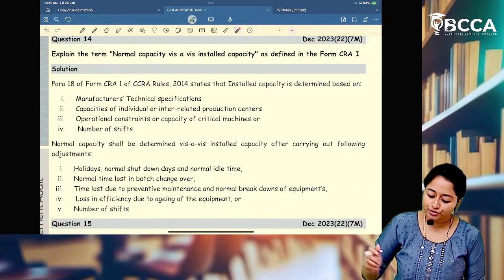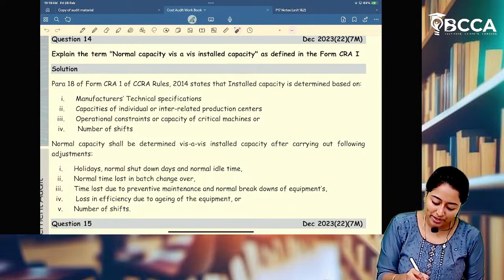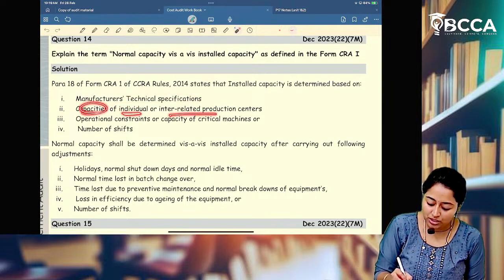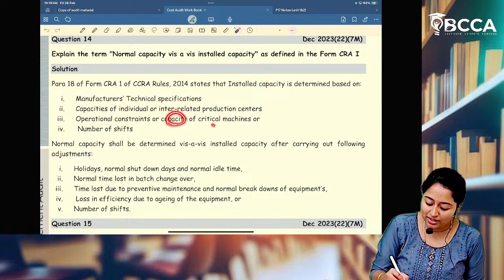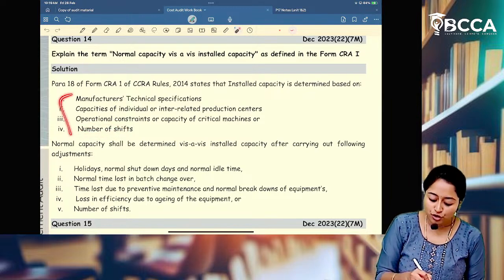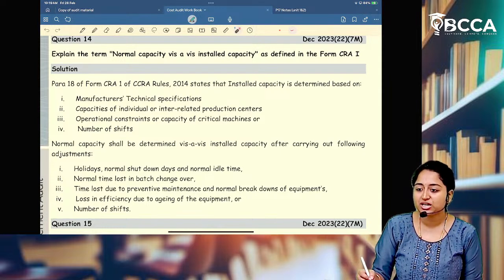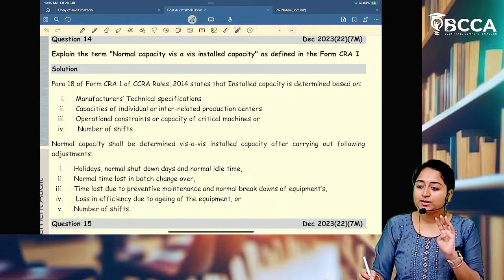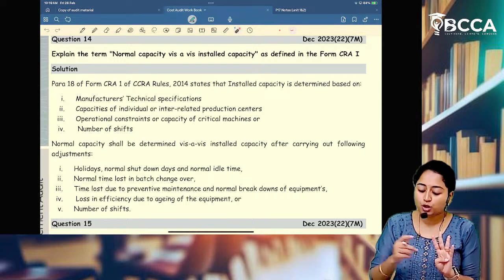The Companies (Cost Records and Audit) Rules state that installed capacity is determined based on four parameters: manufacturer's technical specifications, capacities of individual or interrelated production centers, operational constraints, or capacity of critical machines or number of shifts. I have told you regarding installed capacity. What is installed capacity? It is the maximum capacity which can be produced in normal ideal conditions. While determining installed capacity, all these parameters will be included. We have discussed that.